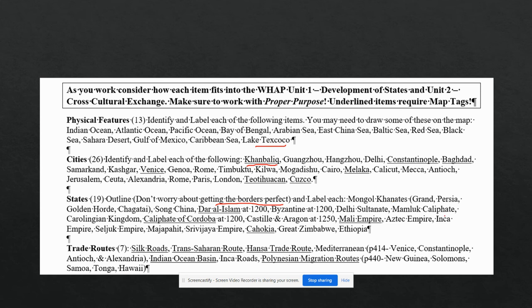Label each of the Mongol Khanates. Okay, Grand Khanate, Persian, the four Khanates, sorry. Okay, and I'm reading you guys the instructions, which I hate doing. Anyways, you got this. And once again, the underlined ones, like Dar al-Islam, that's a big one.